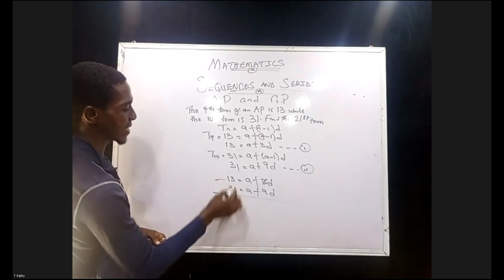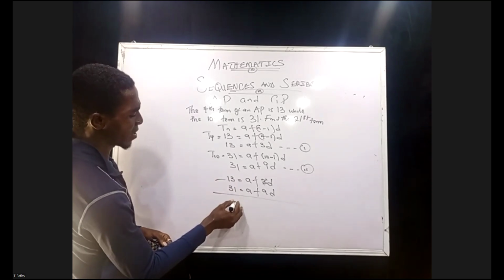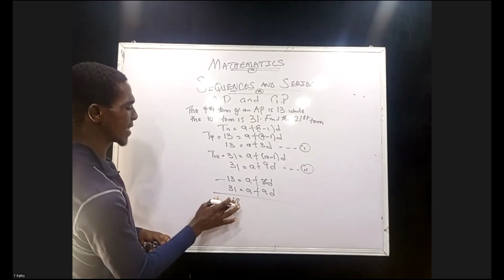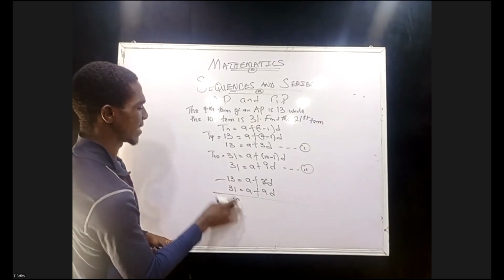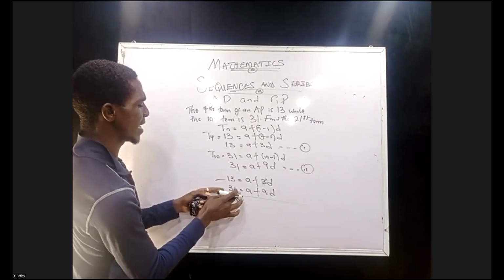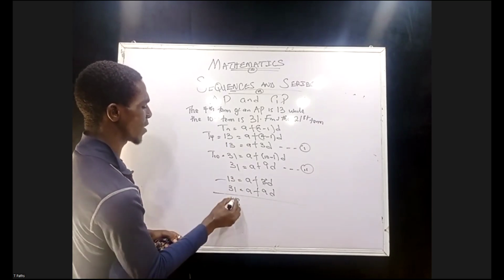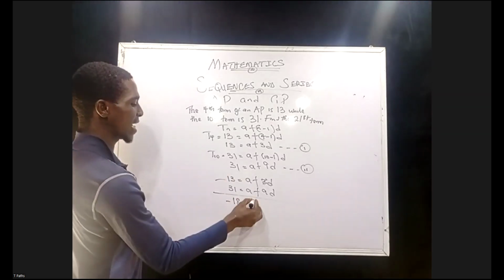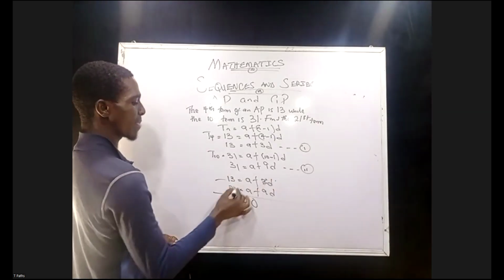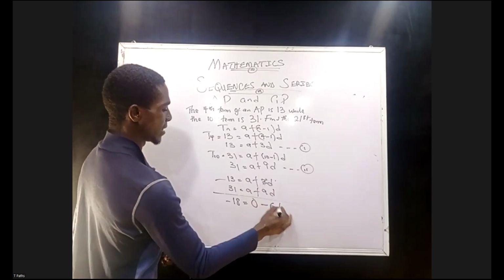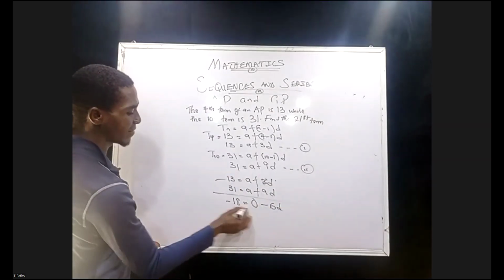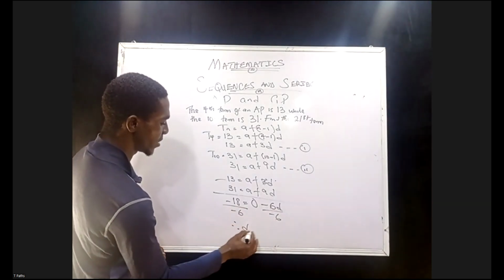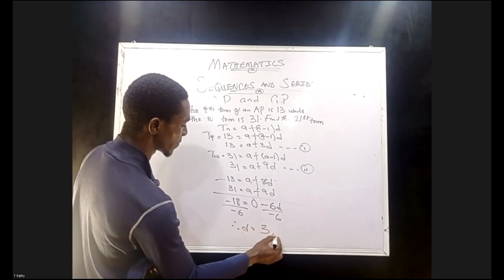So we subtract: 13 minus 31 is minus 18. Then A minus A is 0. Then 3d minus 9d becomes minus 6d. So I can divide both sides by minus 6, and then I have d giving me the value of 3.